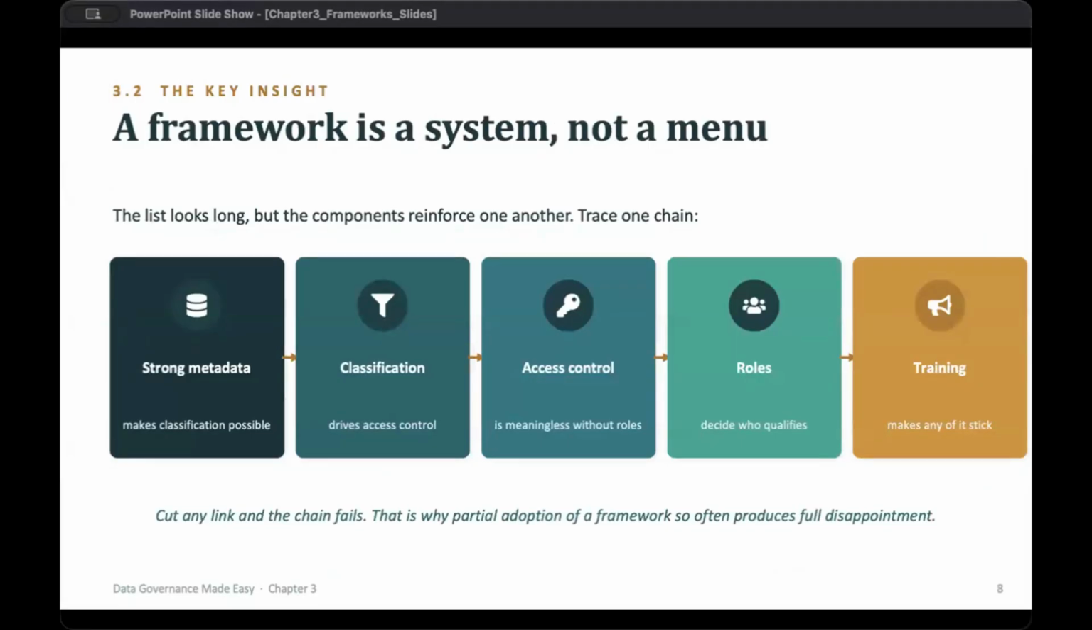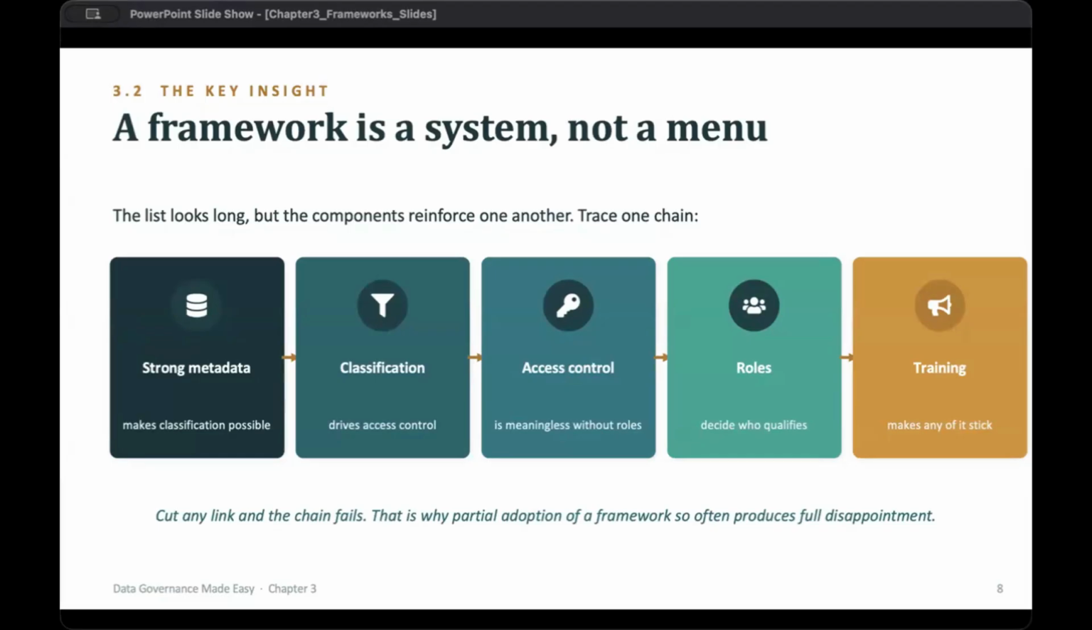Now, the framework is a system, not the menu. The list looks long, but the components reinforce each other. For example, when you have strong metadata, that helps to make classification possible. When classification is defined, then access control becomes possible. When access control is defined, then we can assign it to roles. When roles are defined, then we can do the training.